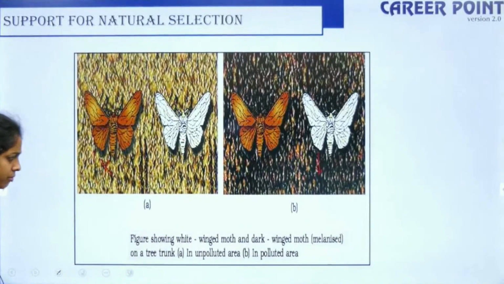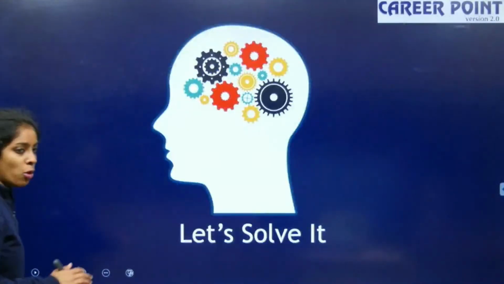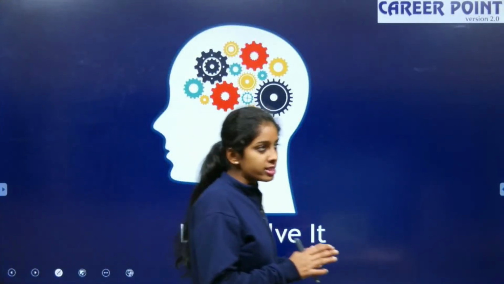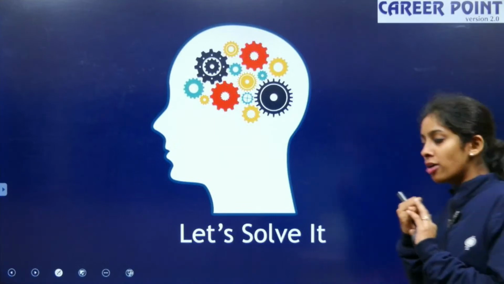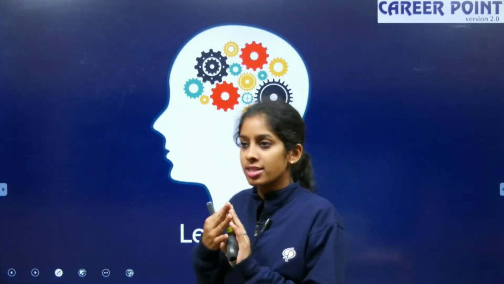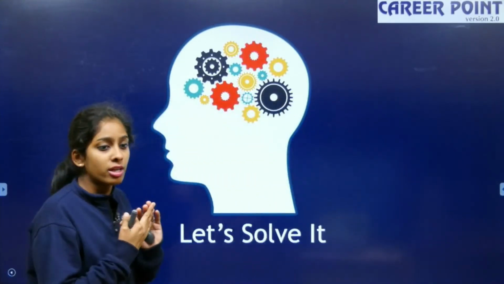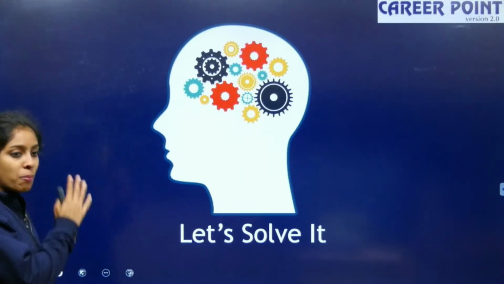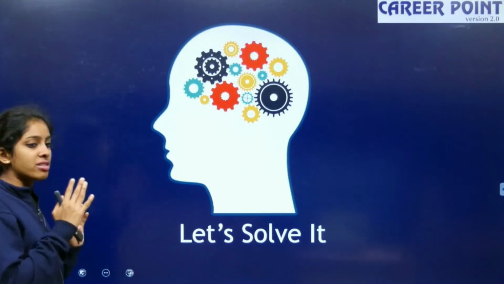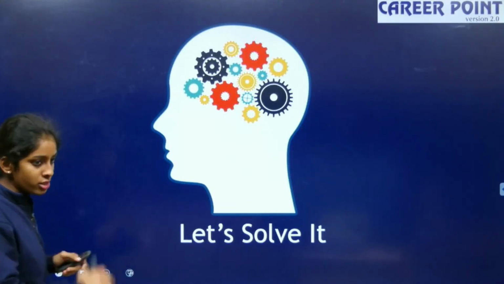Alright, yes? Fine. So now with this I will stop with all the concepts. I have spoken about three important things: the origin of life, the theory that is supporting it, and the evidence that supports the process of evolution. Alright. So now based on these topics I have a set of questions. Let's see if you can solve.